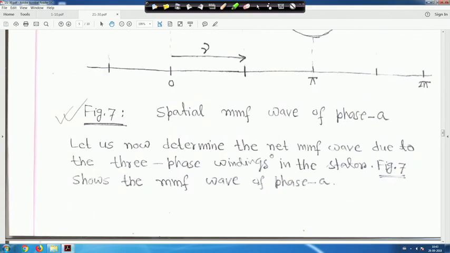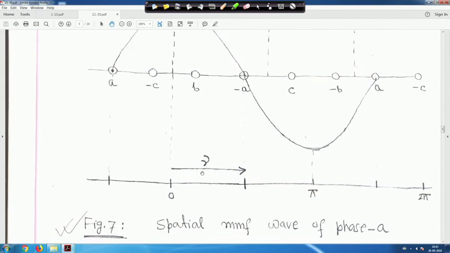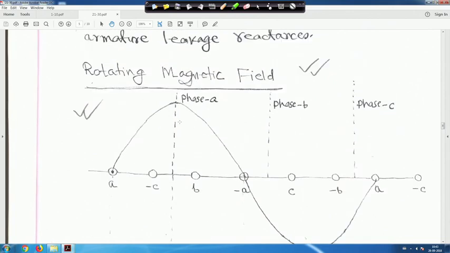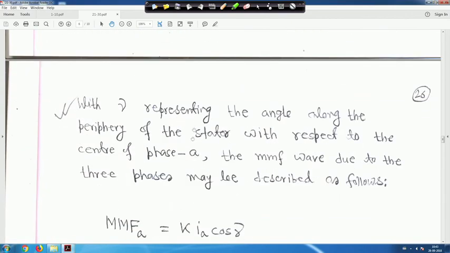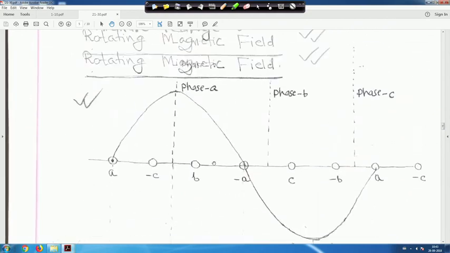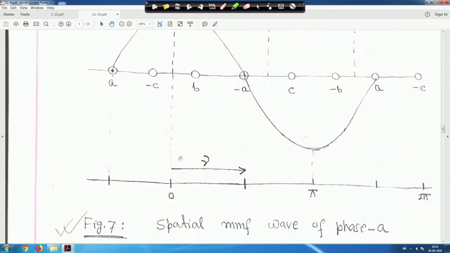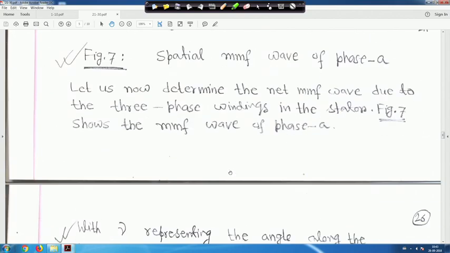So let us now determine the net MMF wave due to the three phase windings in the stator. Figure 7 shows the MMF wave of phase A. Only phase A we are showing. Similarly phase B and phase C are 120 degrees apart, that you know, right? In this case, gamma represents the angle along the periphery of the stator with respect to the center of phase A. So this is the center of phase A, right? And this angle is measured from this direction, that is gamma, along the stator periphery.